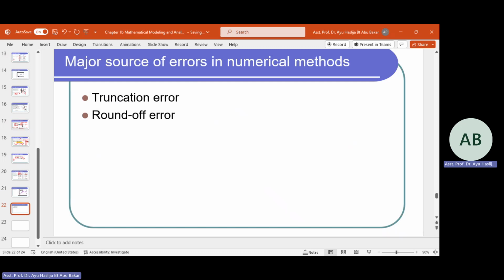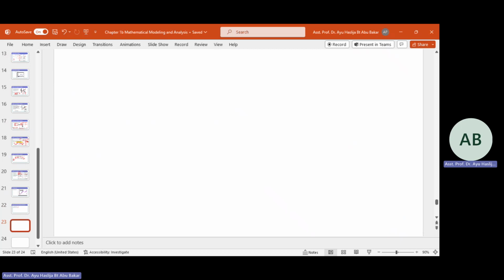For types of error, we have two types of error, truncation and round off. Before we go to that, I want to try one example with you. Okay, let us try one example.